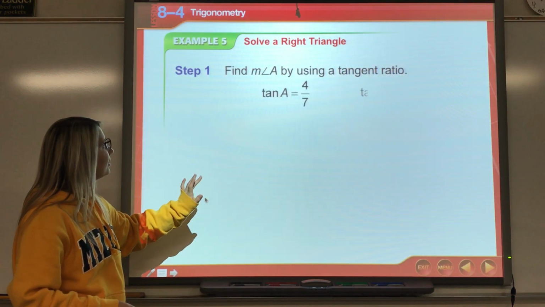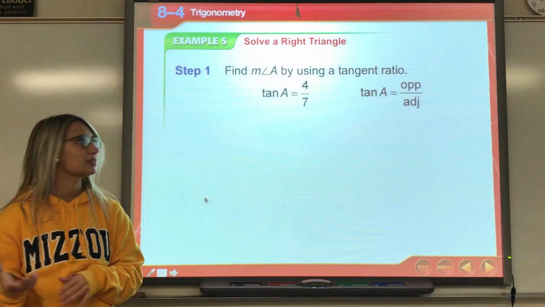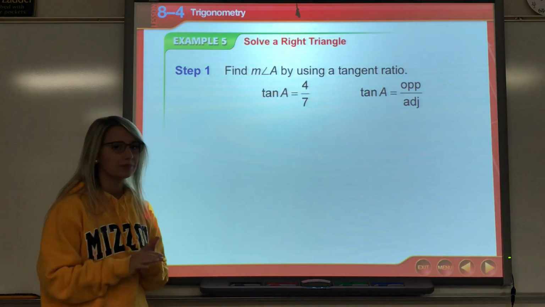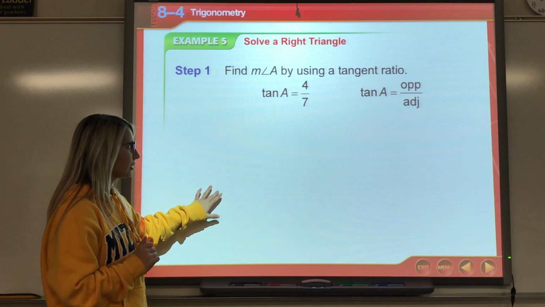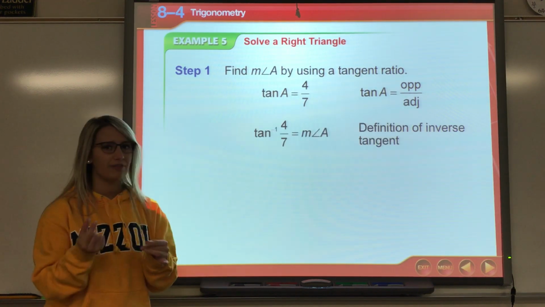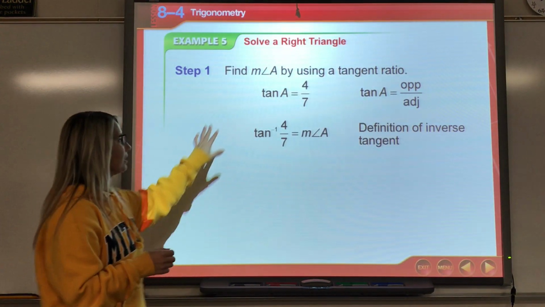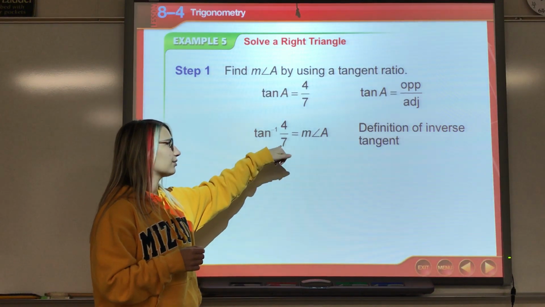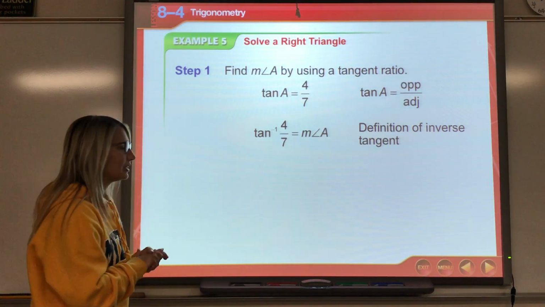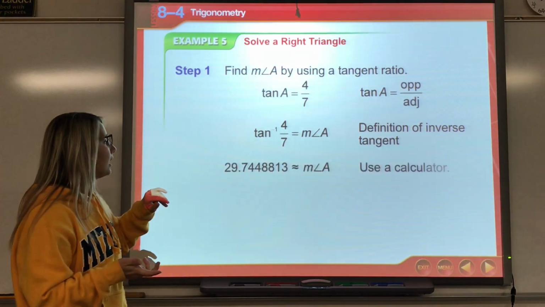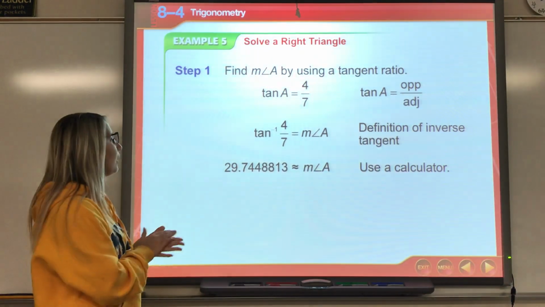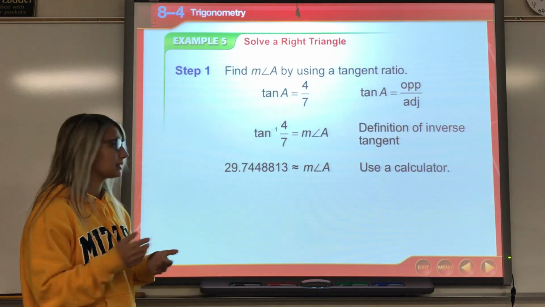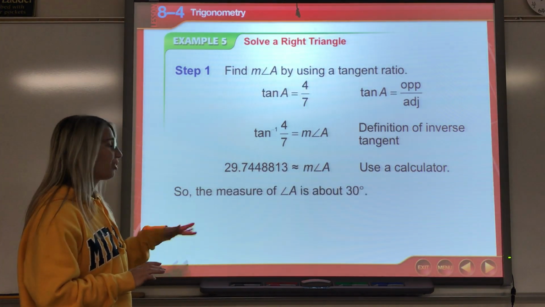So if we go ahead and plug in those numbers, we get the tangent of A is equal to 4/7. But we want to find the measure of A. We don't want the tangent of A, so we take the tangent inverse of 4/7 to find that measure of angle A. And we get 29.7 and so on. So we're going to round that to the nearest degree, it said, so we're going to call it about 30.